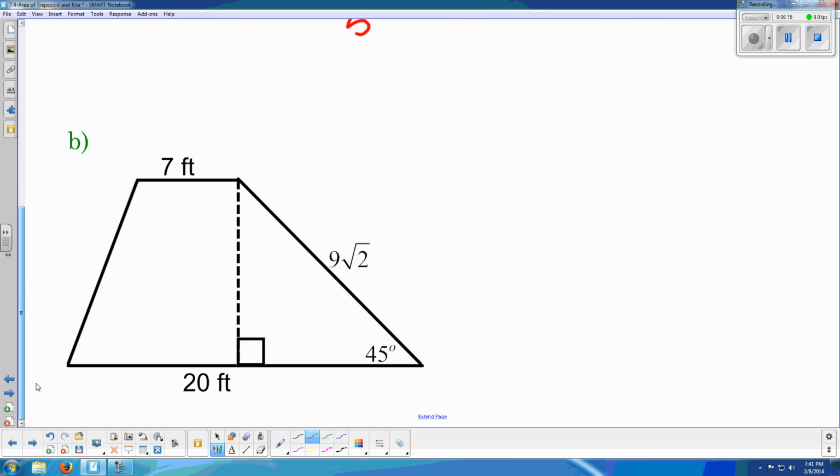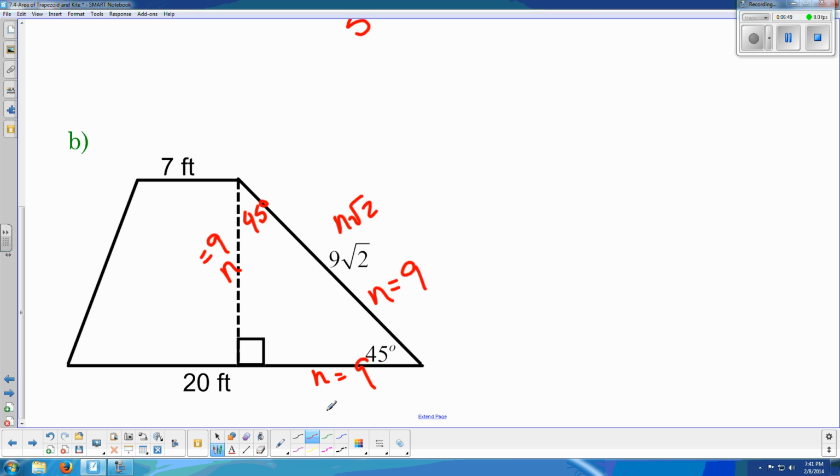And the next problem. The next problem, it already has our heights drawn in, and we have a 45, 45, 90 degree triangle. So this side is n, this side is n, and this is n square root 2. So my n, as you can see, is equal to 9. So n equals 9, so that means this side is equal to 9, and this side is equal to 9. Now, this 20 is the whole length of this side. So now I have my formula.